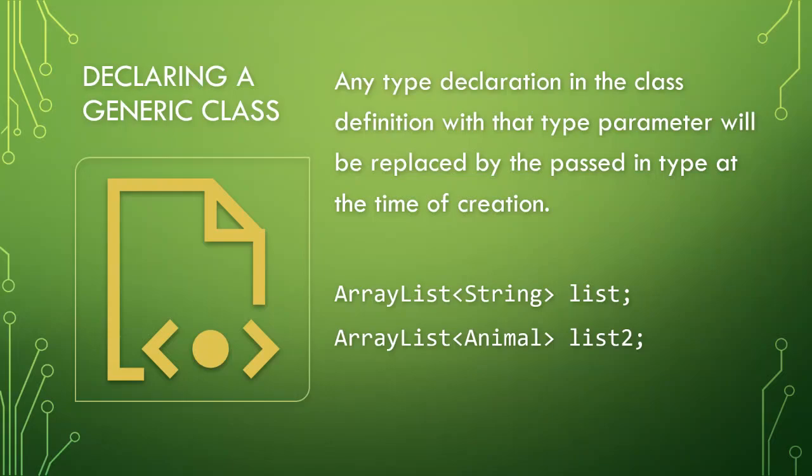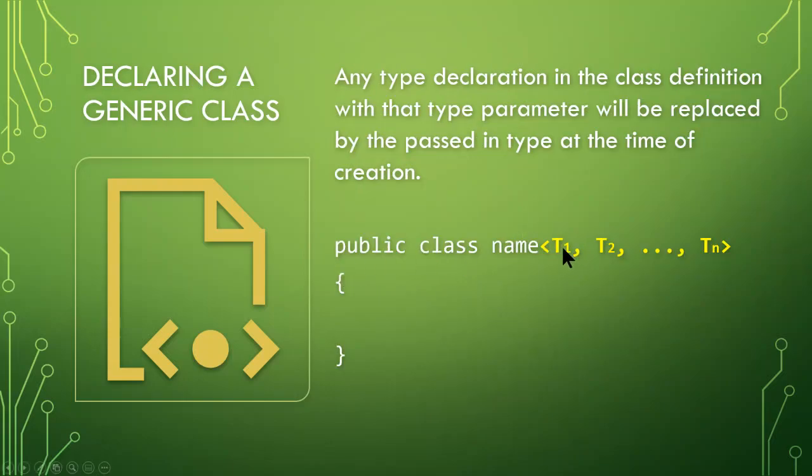So any type declaration in the class definition with that type parameter will be replaced by it after you pass it in. So when we're on this side, the idea is we'll see T, say T1, anywhere else in here where the type T1 is used. So for declaring variables, your instance variables, your return types, your method parameters, and so forth, it'll then do a search and replace with the type that you pass in at the time of calling.